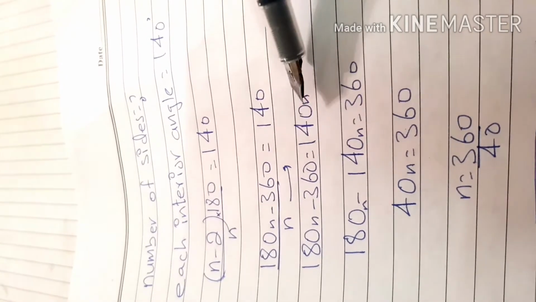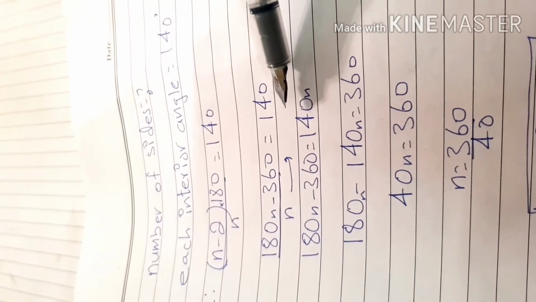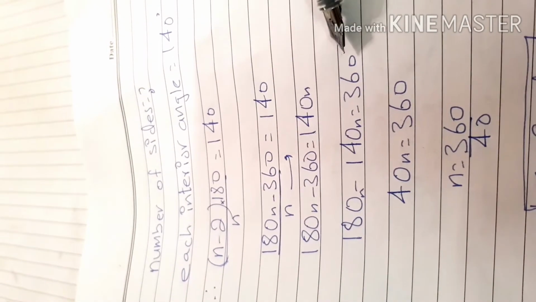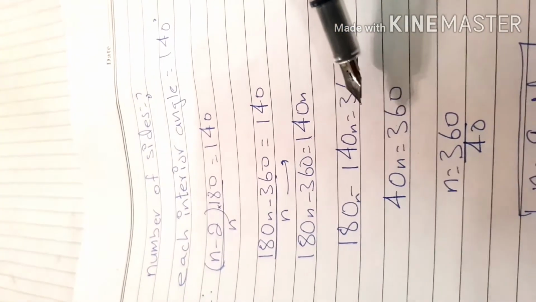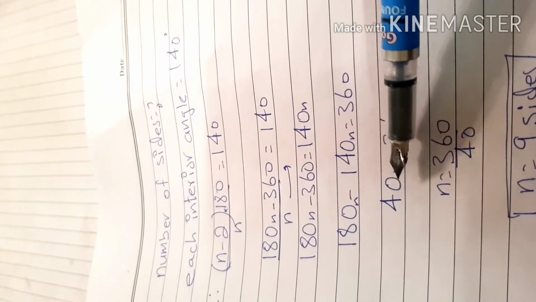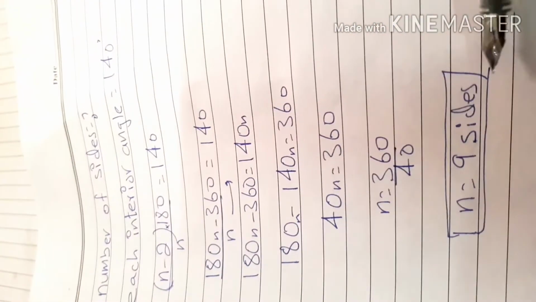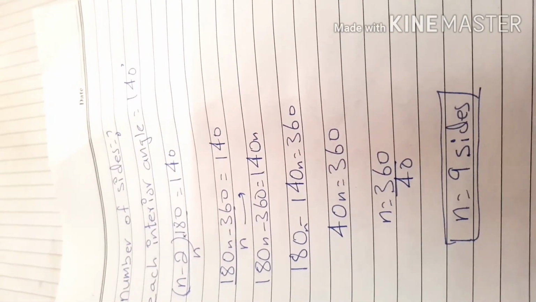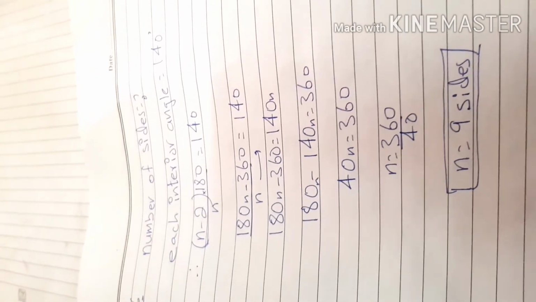Now since we need to find the value of n, we move all the n's on one side of the equals and all the constants on the other side. Since this 360 doesn't have any variable with it, it is a constant, and it goes to the other side of the equals. 140n goes over there: 180n minus 140n equals 40n equals 360. Then n remains over here and everything else goes to the other side. 40 is being multiplied by n, so when it goes over there, it gets divided. So 360 divided by 40: 0 and 0 cancel out, 4 ones are 4, 4 nines are 36, you get 9. So in this question, the number of sides of the polygon is 9.